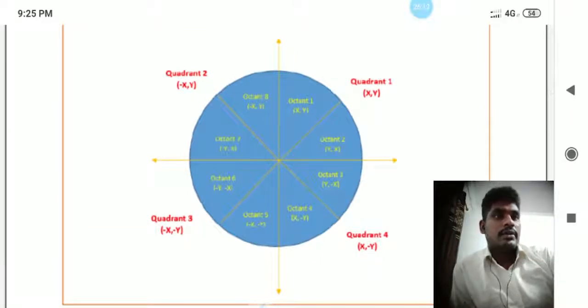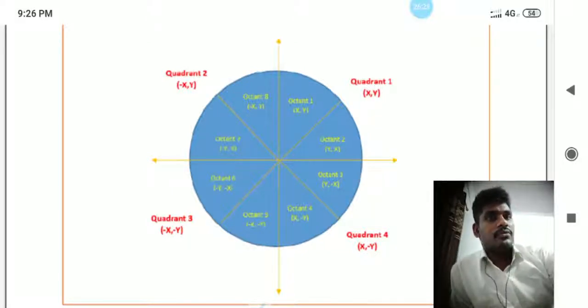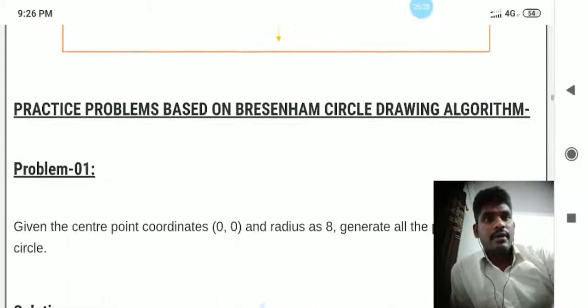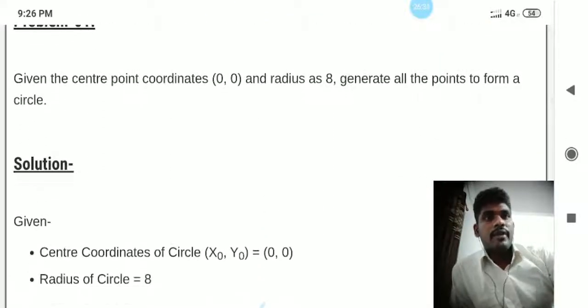I already told you the circle is divided into 8 equal parts, and we are starting with the x and y values here. Here x and y are both positive. Here x is positive, y is negative. Here x is negative, y is negative. Here x is negative, y is positive. We will find the differences here. We will see one problem, then we will find out.